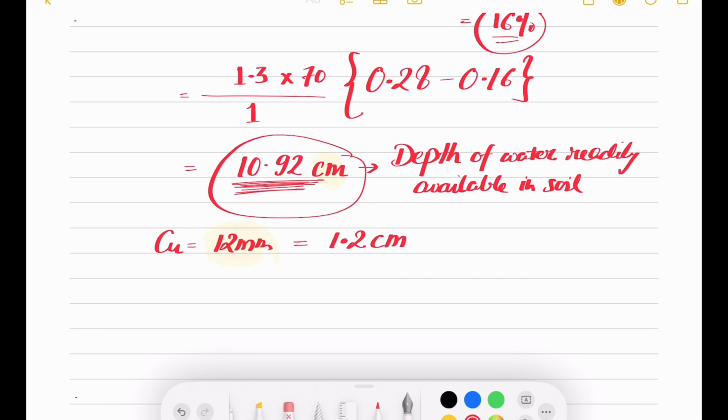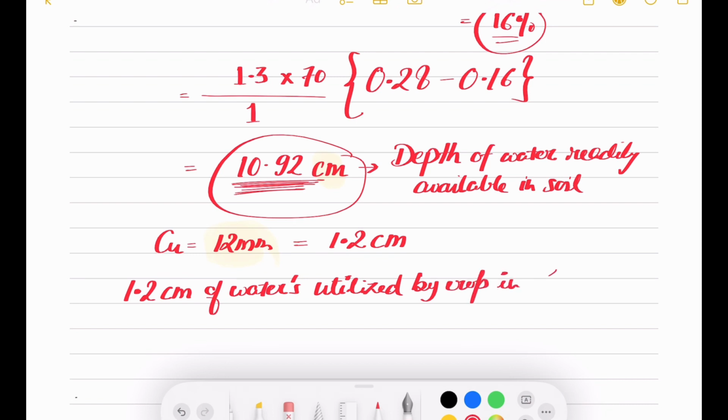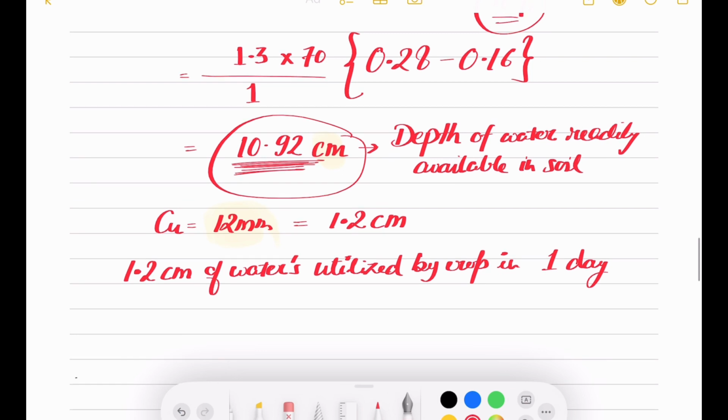So 1.2 centimeter of water is utilized by the crop in how many days? In one day, because it is a daily consumptive use, right? 1.2 centimeter of water is utilized by crop in one day. So 1 centimeter of water is utilized by crop in how many days? 1 by 1.2 days, right?